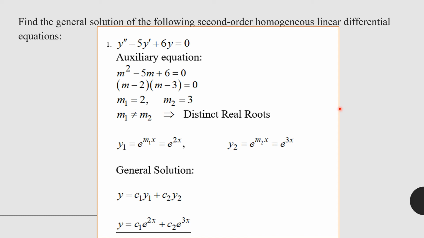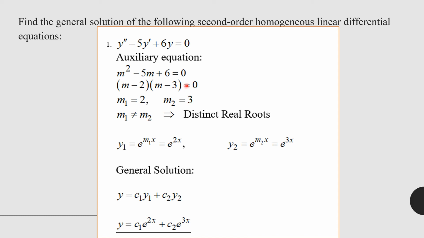The question is, find the general solution of the following second-order homogeneous linear differential equations. We begin by looking at this equation, y double prime minus 5y prime plus 6y equal to 0. So this is the auxiliary equation, m squared minus 5m plus 6 equal to 0. This equation is of second degree. You can use a calculator to get the answers.